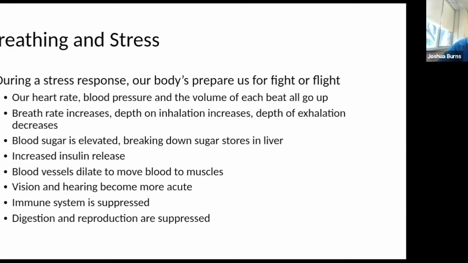And some of our systems are going to be negatively affected because systems that are less important for that fight or flight scenario end up having to be suppressed instead. So things like our immune system are going to be suppressed, and our digestive and reproductive systems are going to be suppressed during a stress response. And so in an acute situation, this isn't as big of a deal once you have gotten past that scenario that's caused you to go into this kind of fight or flight mode. But during chronic stress, over suppression of the immune system, digestive function, and reproductive function can have drastic effects on the body. And so we want to have ways to combat stress to be able to deal with it.